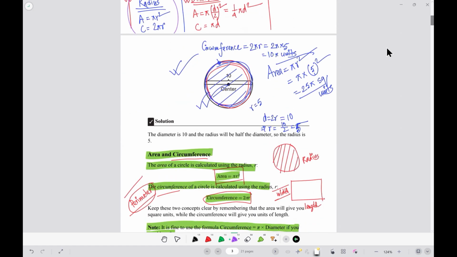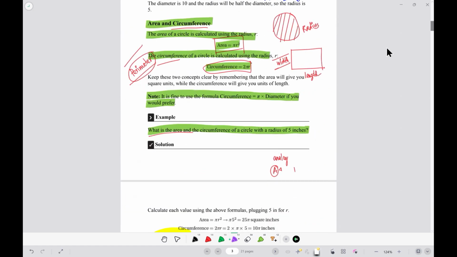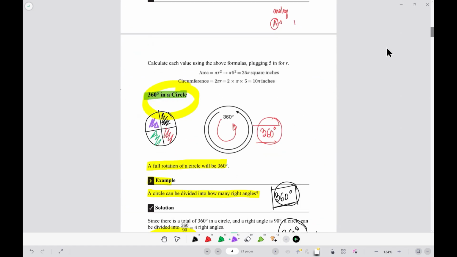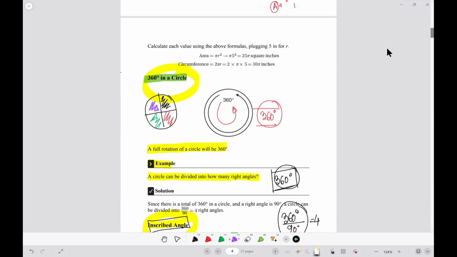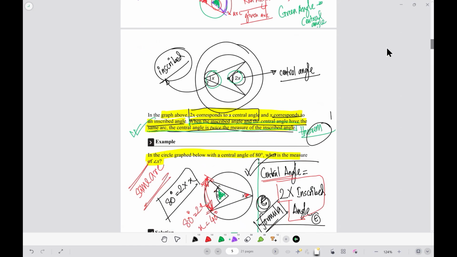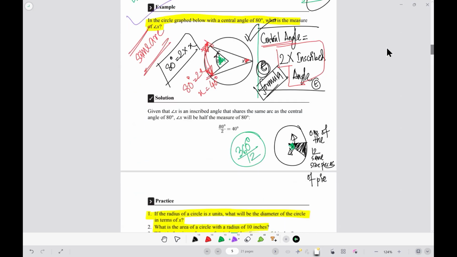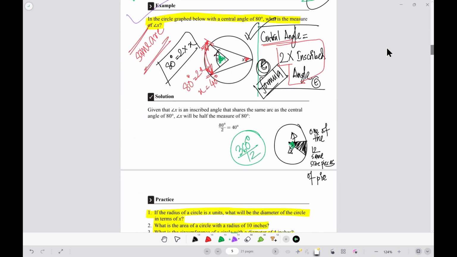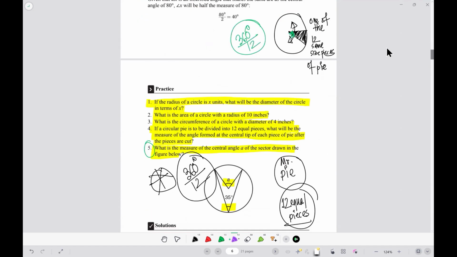We have talked about the circumference. We have talked about the area. We have solved the problem, we have solved the example. We have come to know about 360 degrees in a circle, full rotation. We have talked about inscribed angle, and we have solved an example. Same arc, inscribed angle, central angle, formula, theorem.